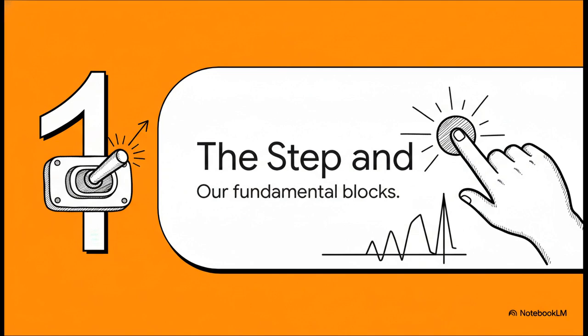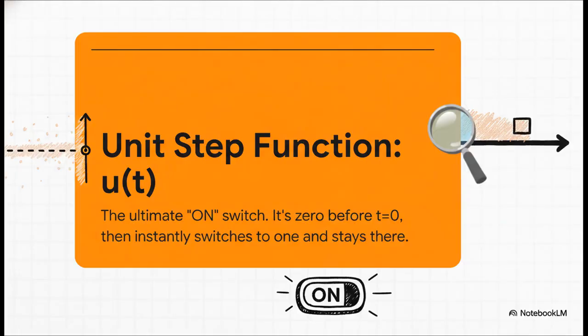Our two fundamental building blocks are called the unit step and the unit impulse. You can just think of them as the mathematical version of a permanent on switch and an instantaneous tap. So, first up is the unit step, which we write as u(t). Just picture a timeline where, for all of history, the value is just 0. Nothing is happening. Then, right at the exact moment of time 0, bam, it instantly jumps up to a value of 1 and just stays there forever. It is the purest turn-on signal you can possibly have.